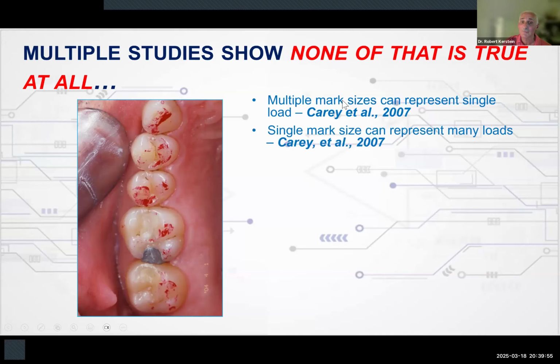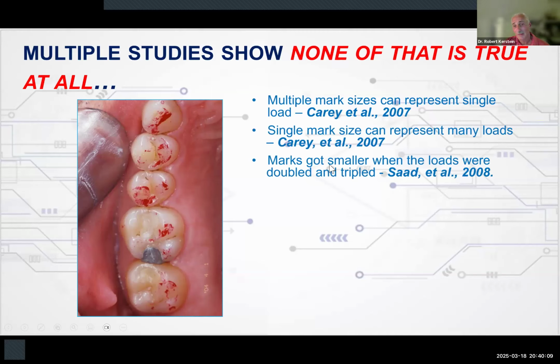Then you have the inverse of this. A single mark size can represent many loads. So you can have a mark like this one and a mark like this one, which are virtually the same, and they can be very different in force levels. And you'll see what I mean when I show you the research. This study, they used articulated casts, and what they did was they doubled and tripled the loads and marked the teeth with twice as much force, 3 times as much force. And what they found was the marks got smaller as the loads went up.